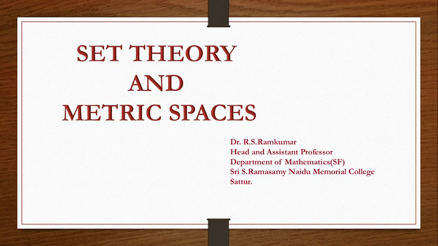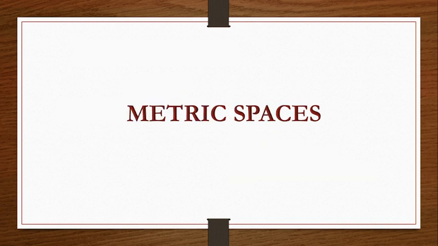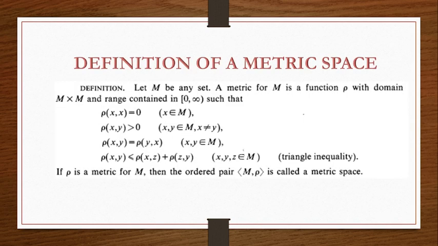Today we are going to see about the topics in set theory and metric spaces. First we will see about the metric spaces. Here the definition of a metric space is: let M be any set. A metric defined on M is a function rho with the domain M cross M, that is the Cartesian product of the set M and M, and the image set, which is the range, is contained in the closed interval 0 to infinity.